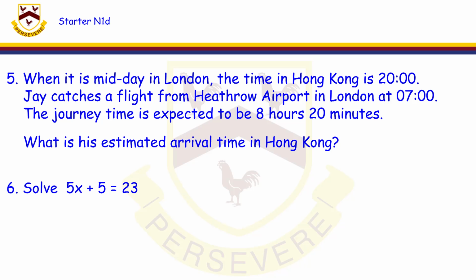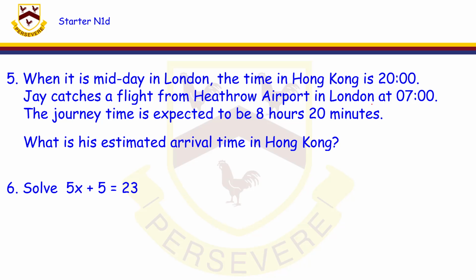Okay, so when it's midday in London, the time in Hong Kong is 2000 hours. Jay catches a flight from Heathrow in London at 0700 hours. The flight is expected to be 8 hours and 20 minutes long. What's his estimated time in Hong Kong?